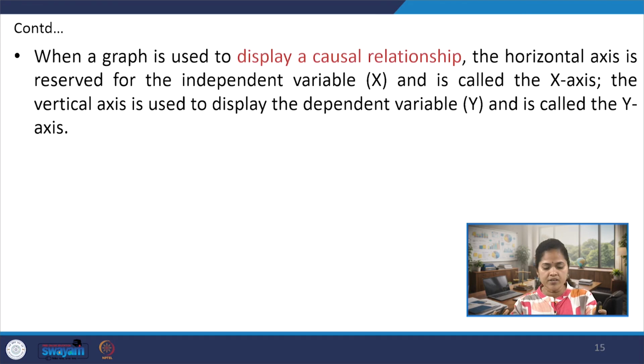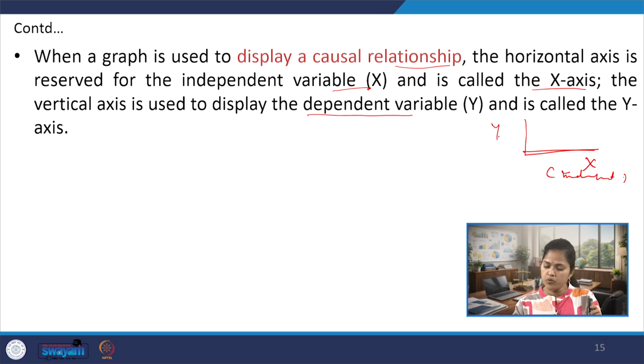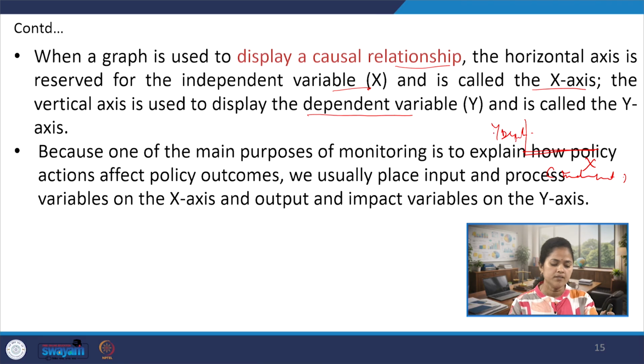When the graph is used to display a causal relationship, the horizontal axis is reserved for the independent variable, that is x, and is called the x-axis, and the vertical one is displayed for the dependent variable y. So if we are taking x and y, the x variable would be the independent variable and the y variable would be the dependent variable. Following the logic of our statistical systems, we can use this as well.